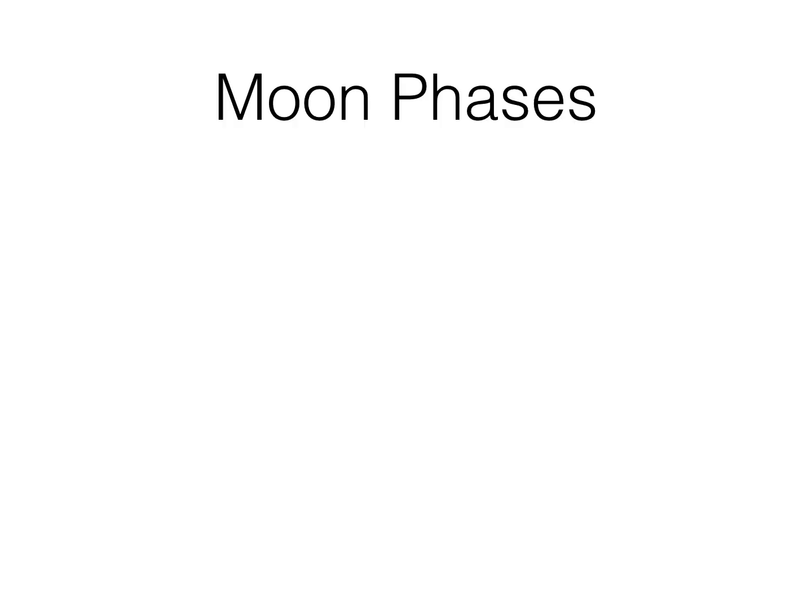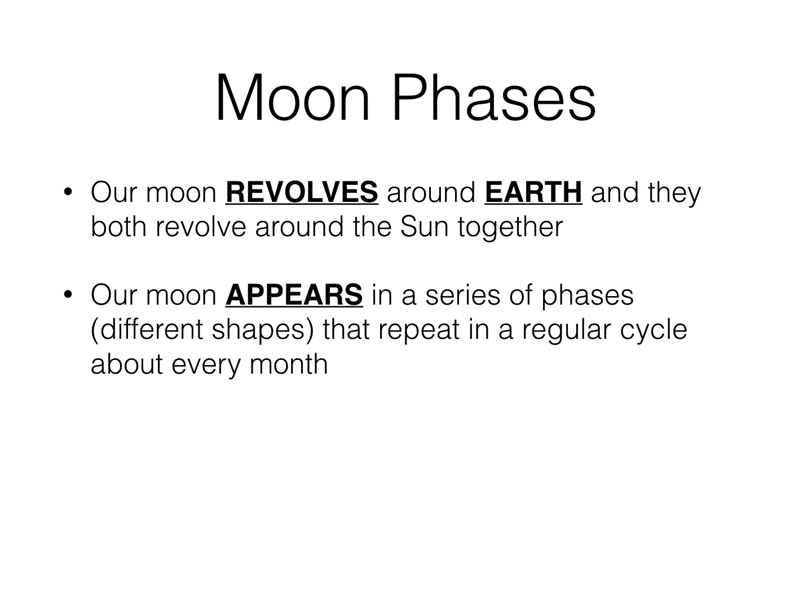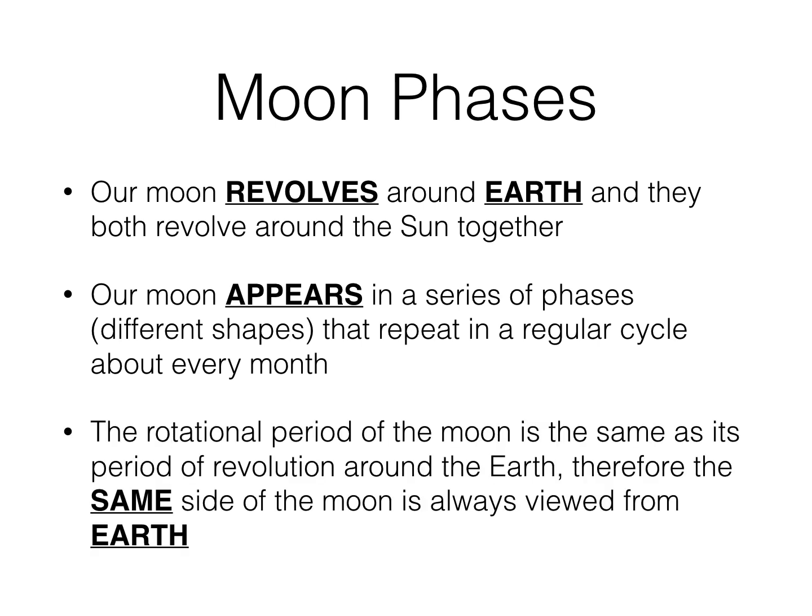The next one is moon phases. You should have learned about these in like 3rd grade, but we have to revisit these. Our moon revolves around Earth, and they both revolve around the sun together. So they're both revolving. And the second one, the moon appears in a series of phases in different shapes. It does not change shape. This is the thing I see a lot wrong with students. They think the moon actually changes shape. It just appears that way because it's based on shadows from the sun onto the moon.